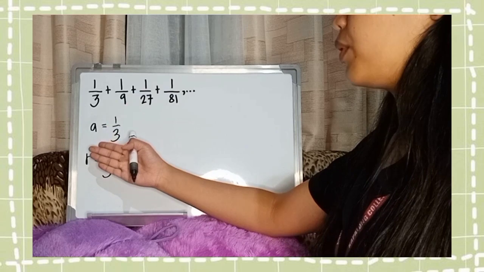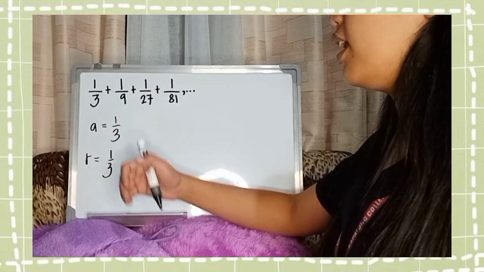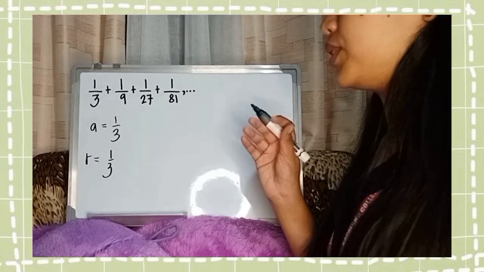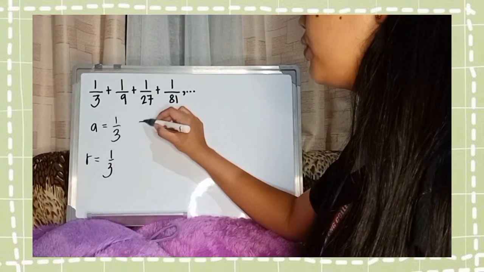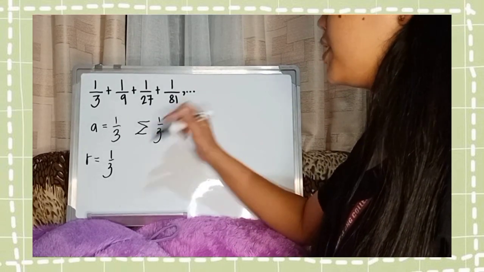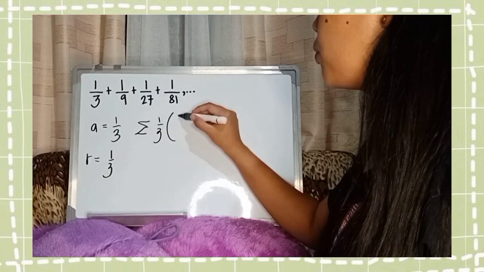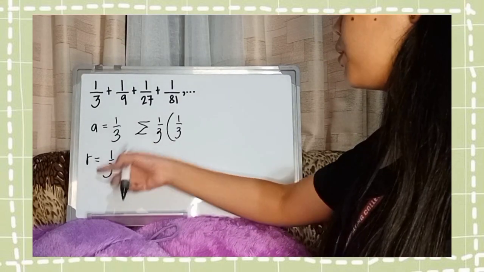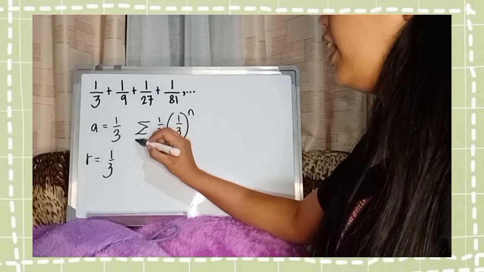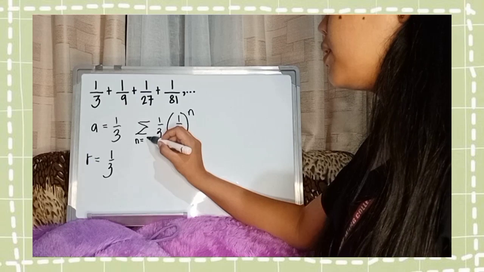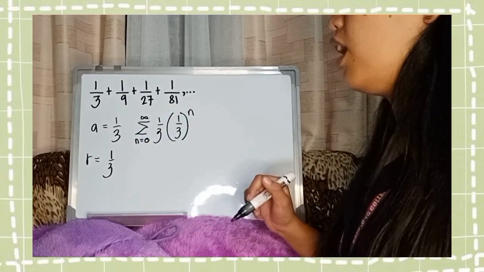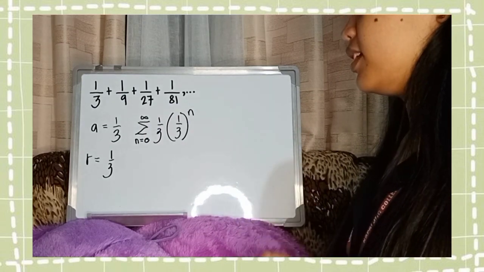Since we already got the value of our A and also the value of our R, we could also put this into summation form. So we could have the summation of 1/3, which is our A, times 1/3, which is our ratio, raised to n, as n approaches from 0 to infinity. So this is the summation form of our geometric series.